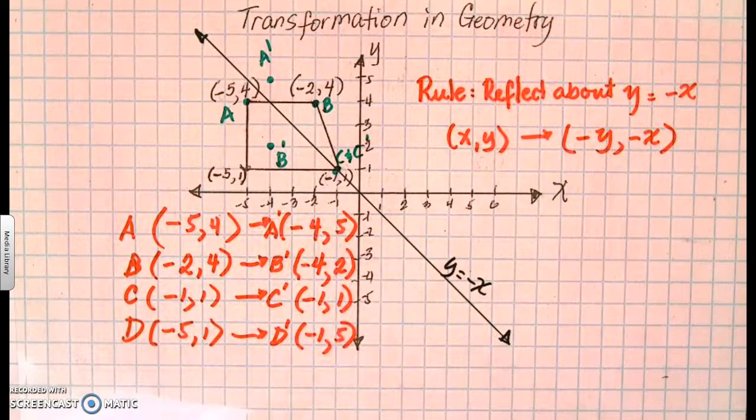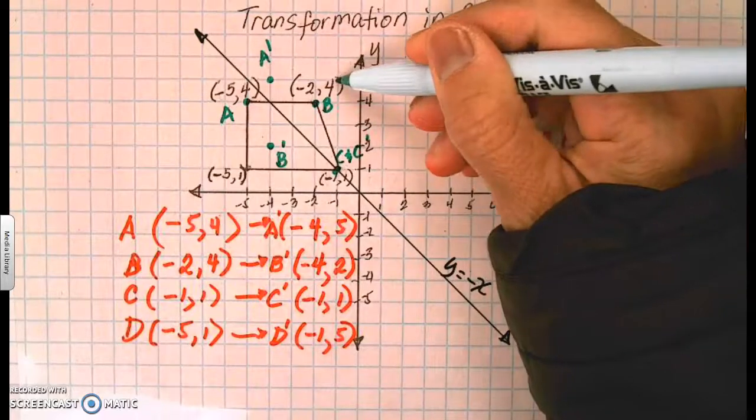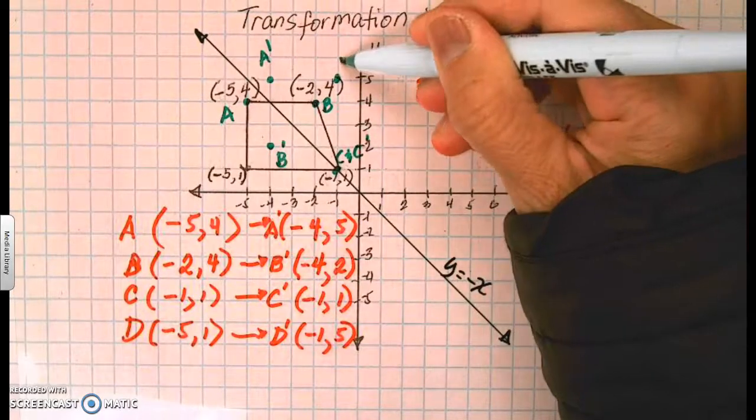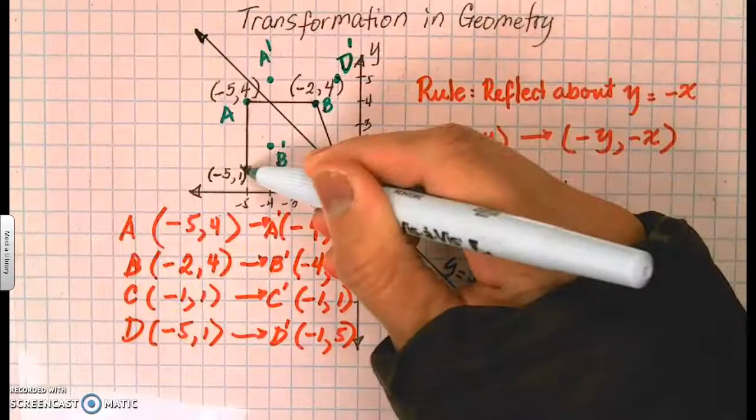Okay, so let's look at our D and our D prime. Our D is negative 5, 1. We need to flip them and change the sign. So I now have a negative 1, positive 5, which is located up here. And so this is the location of your D prime, while this is your D.